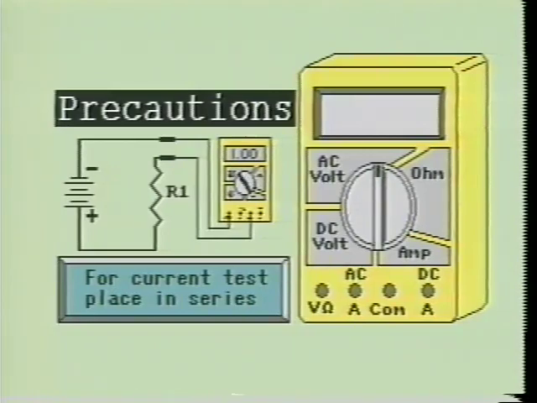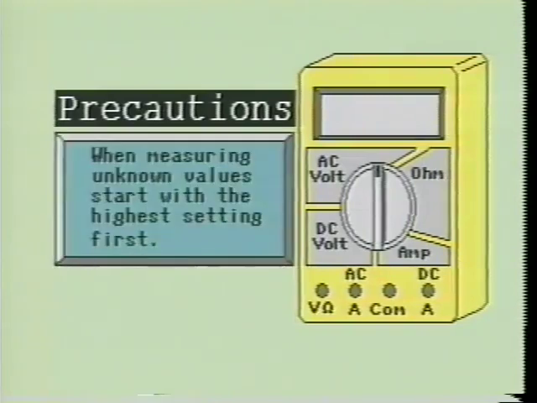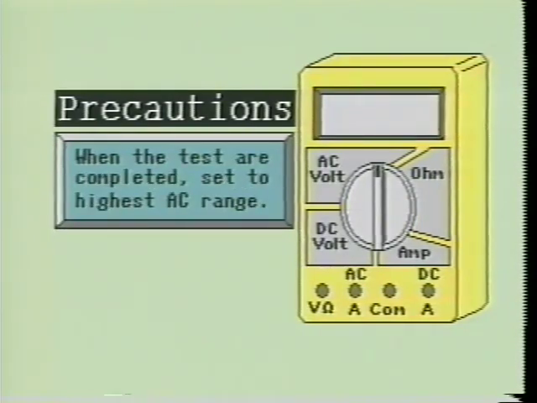When measuring resistance, make sure no voltage is being applied to the device being tested. If the value to be measured is unknown, then set the digital multimeter so it is on the highest scale for the unit being measured. Then work your way down to the most accurate reading. After you have completed the test or measurements, it is a good idea to set the digital multimeter to its highest AC volt setting.